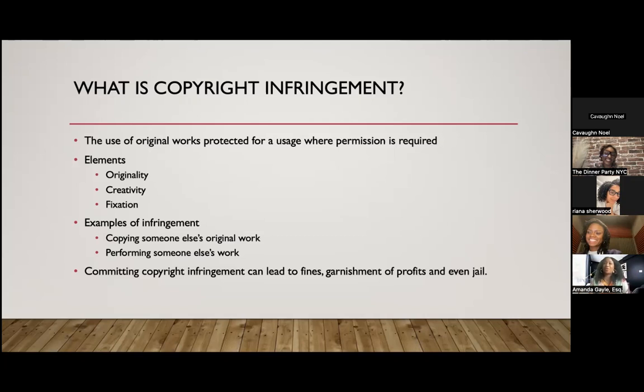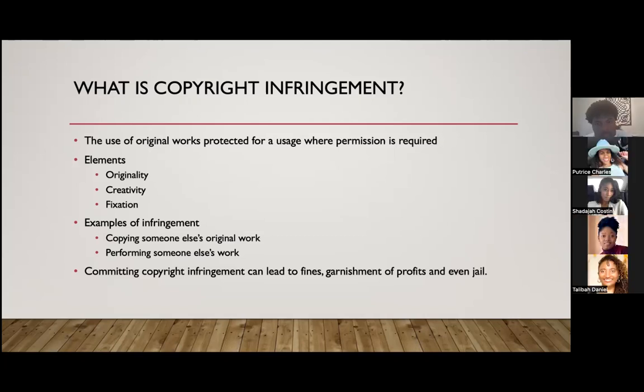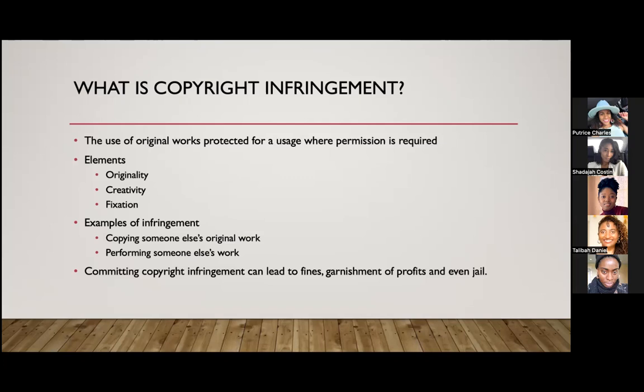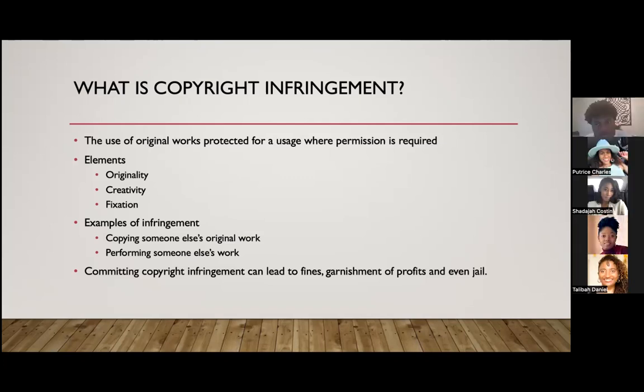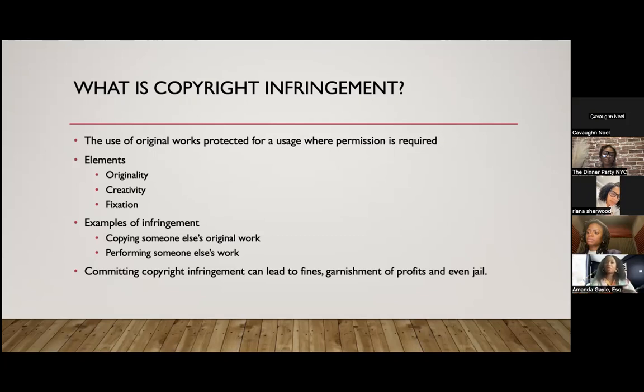Another example is if you're performing someone else's work. So for example, if an artist creates a song and then another artist starts to tour with that song, so they're making money off of that other person's work, that's another example of copyright infringement.